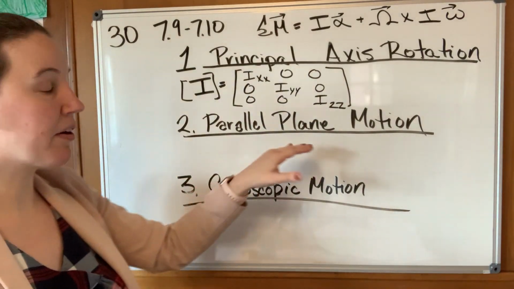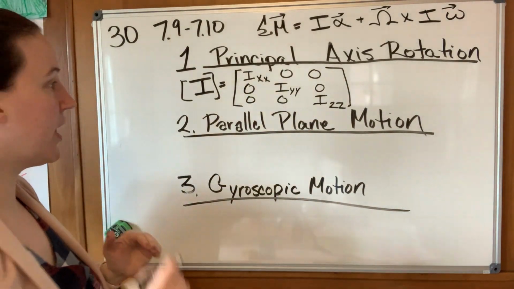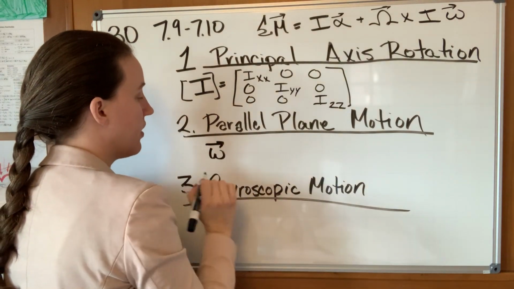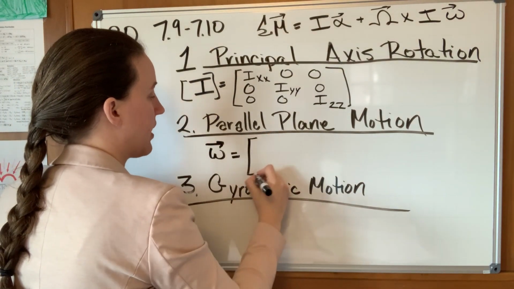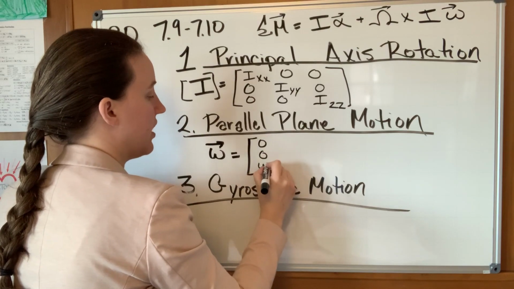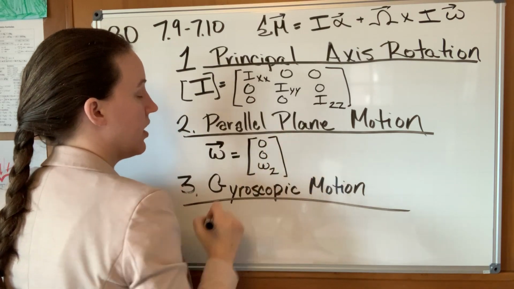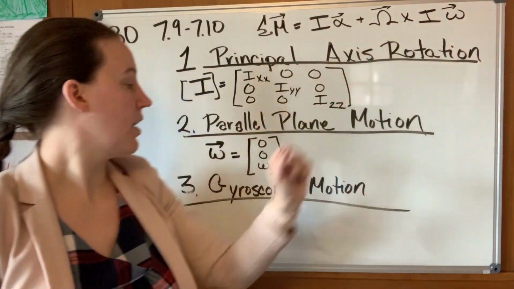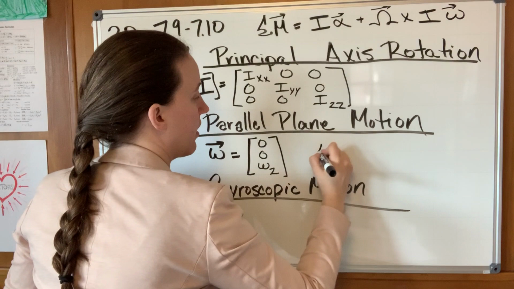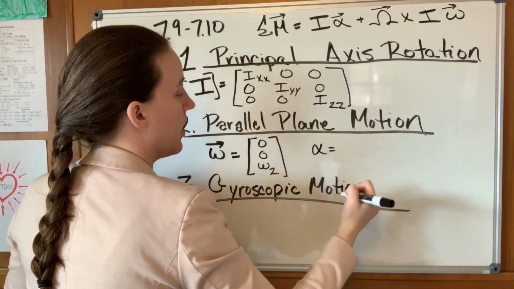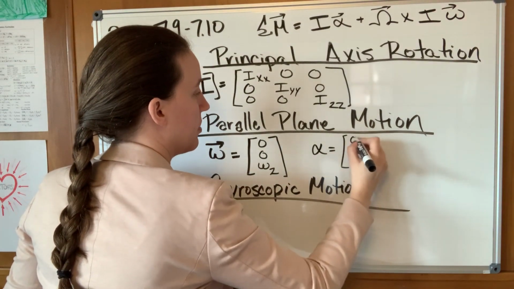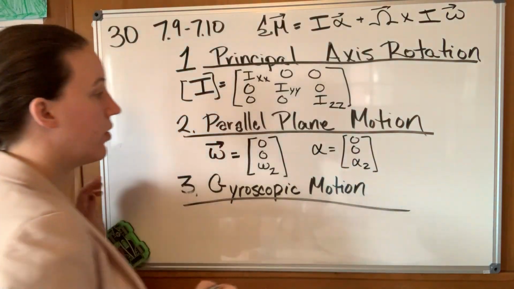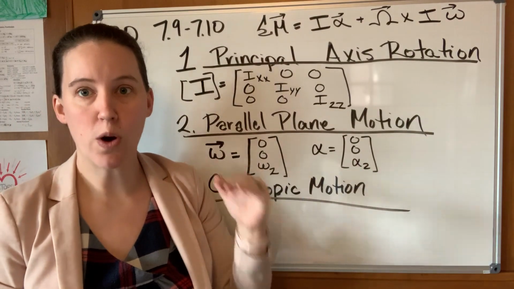All right, now what is parallel plane motion? In parallel plane motion, we're going to simplify the little omega vector. In that case, this is only in one direction. So here we have our omega vector and our alpha vector as well, right? Our alpha is also going to be 0, 0, and alpha z. So the only rotation is happening about one axis.